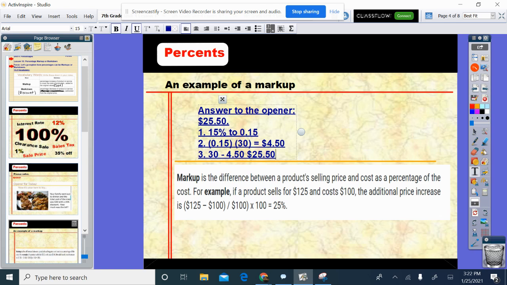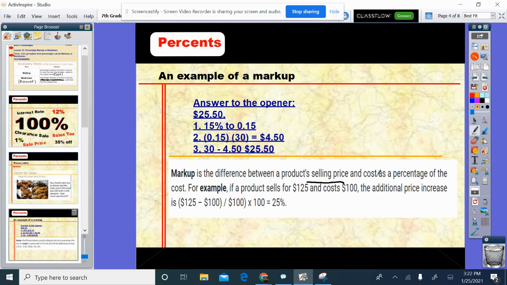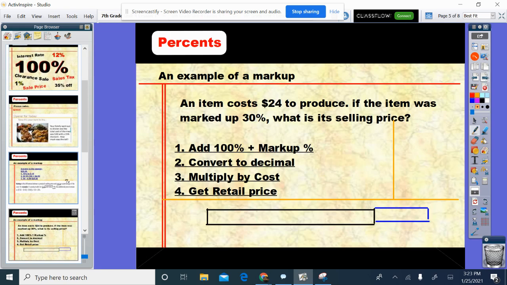Now, talking about markups, the markup is the difference between a product's selling price and cost as a percentage of the cost. For example, if a product sells for $125 and costs $100, the additional price increase is ($125 minus $100) divided by $100 times 100, which equals 25%. But I'm going to show you what I consider a little simpler way of going about that.